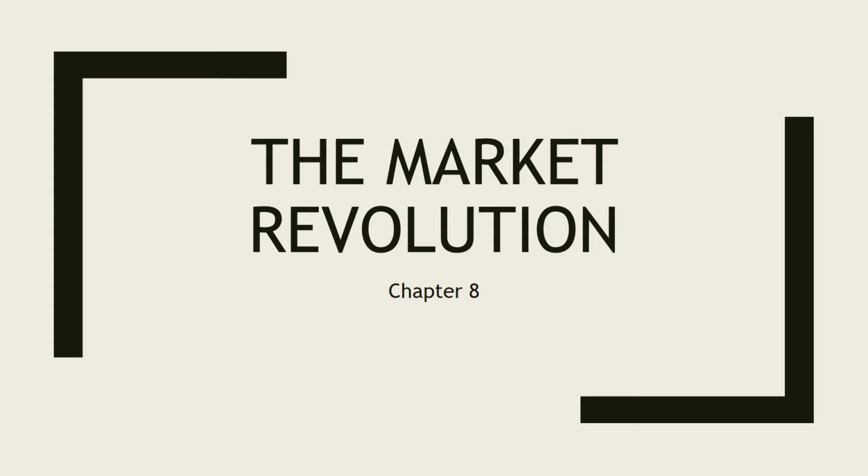Okay, so this is chapter 8. It is called The Market Revolution. So this chapter is going to describe the development of the Industrial Revolution as it comes to the United States and transforms really everything about American life.